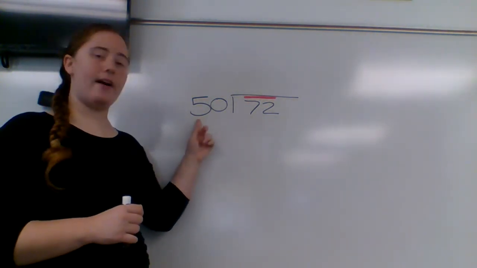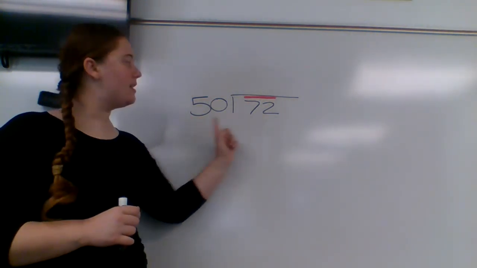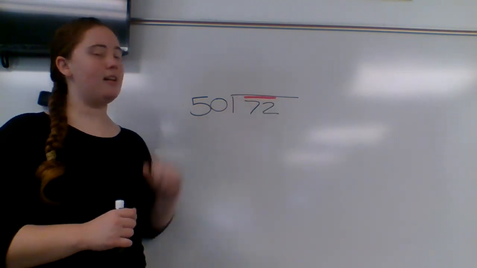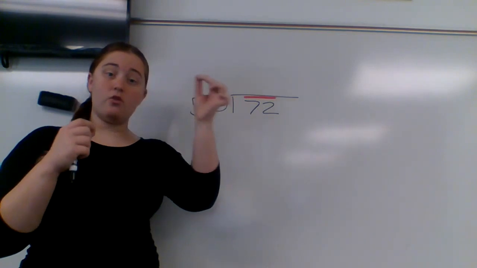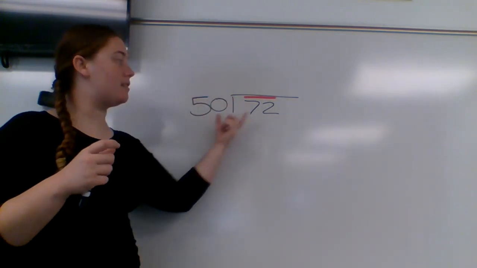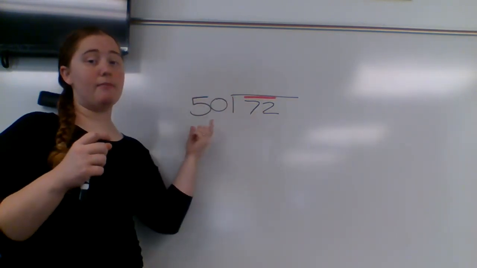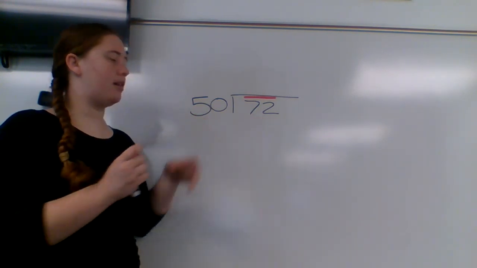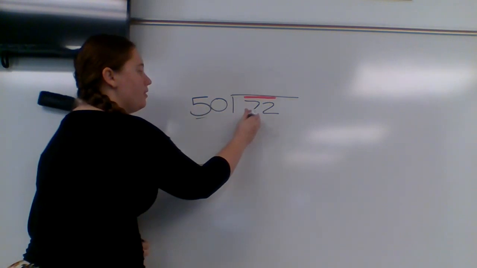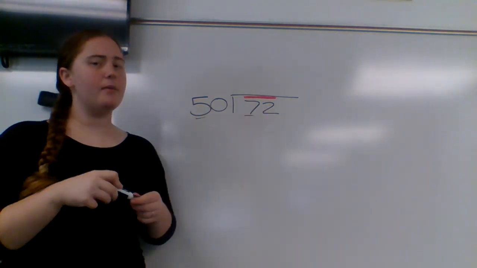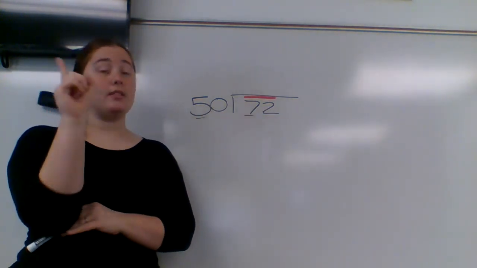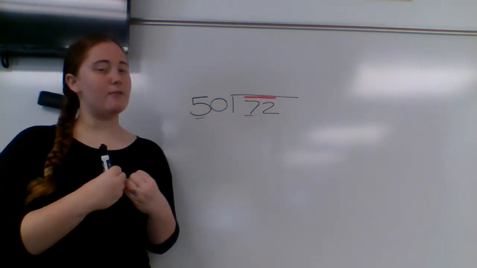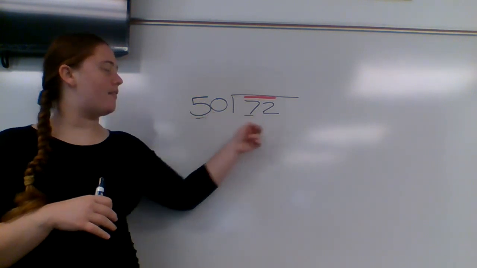Let's only look at this 5, only the tens place, and only the 7, again, the tens place. That red line above the 72 is just a visual reminder to me that I'm going 50 into 72. I'm not going 50 into 7, 50 into 72. But we're going to look at this 5, look at that 7, and I'm going to say, how many times will 5 go into 7? If I'm only looking at that 5 and 7, it's a little bit easier for me to break it down. 5 into 7.